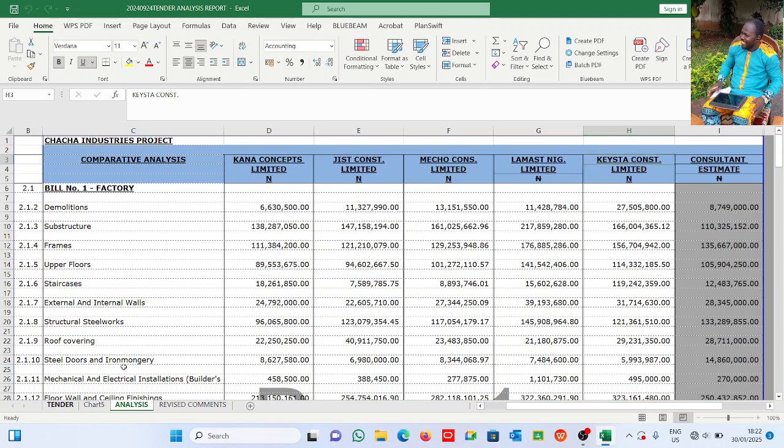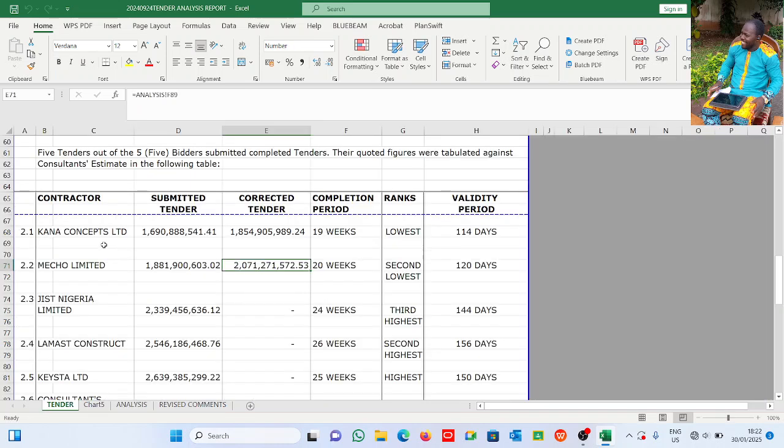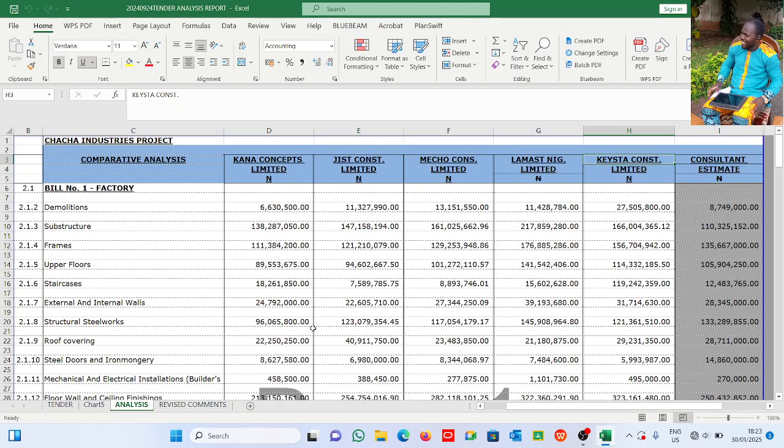Let me show you here. See this, these are the contractors. Kana Concept submitted 1,690 million, but upon correction, it was 1,854 million. Meco Concept submitted 1,881 million. Upon correction, it was 2,071 million. If I hadn't done the proper checks, that would have gone, and nobody would have known. What if any of them got the contract? It becomes a problem. Now you see why the arithmetic check is very important.